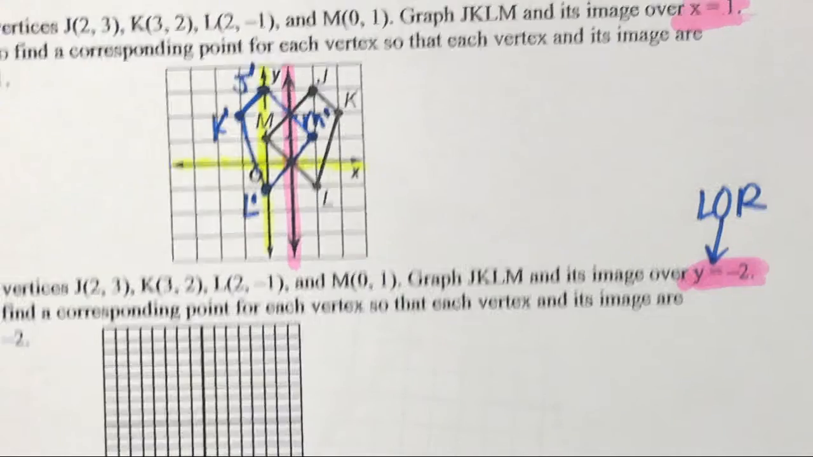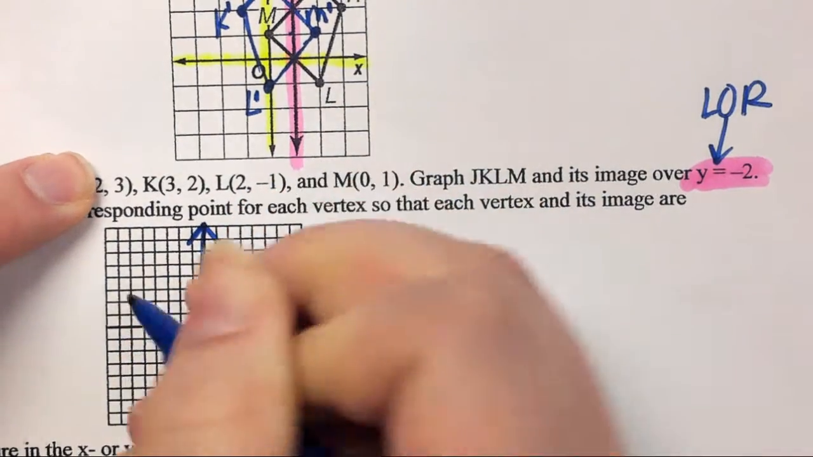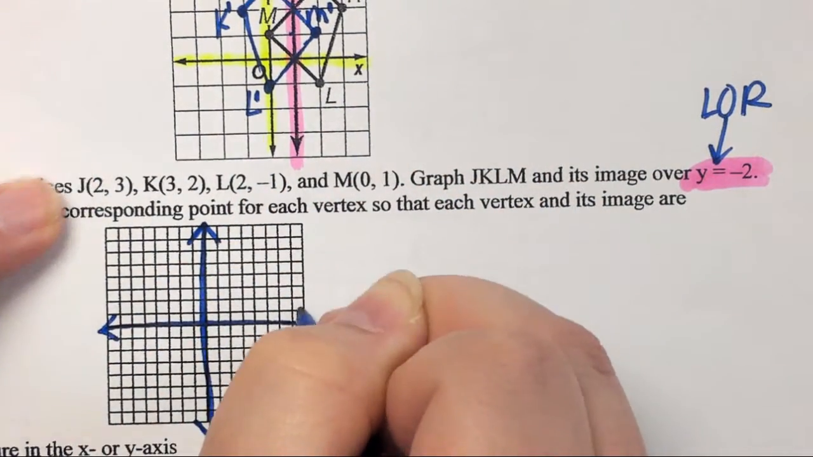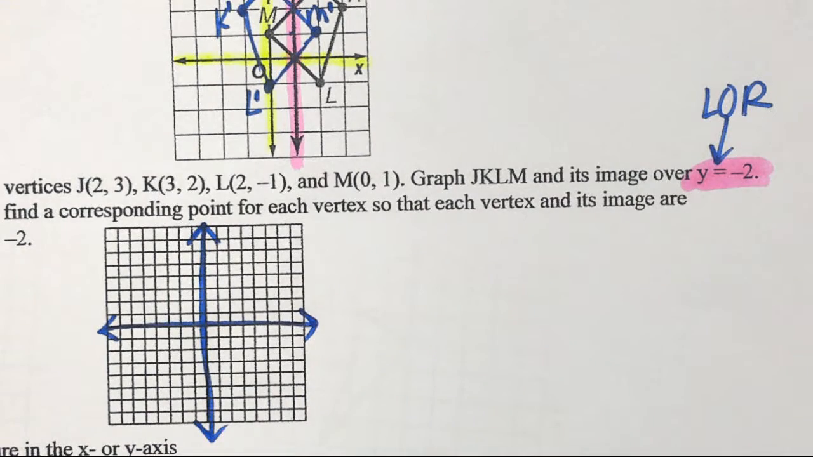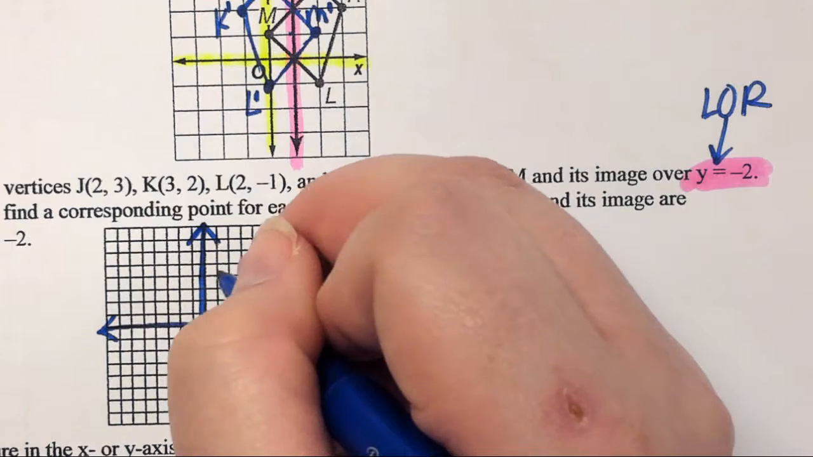And sadly, this one's not as easy because they didn't plot the points for us. So the first thing I'm going to do is draw my coordinate plane. And then plot the points. So J is 2, 3. So I've got to go over 2, up 1, 2, 3. There's J.